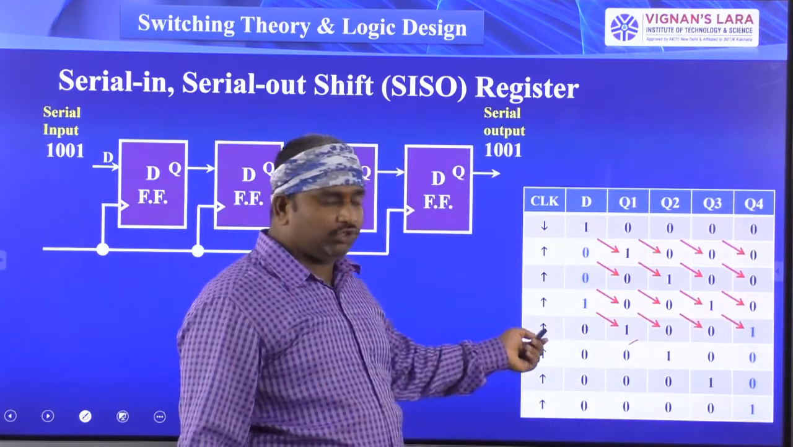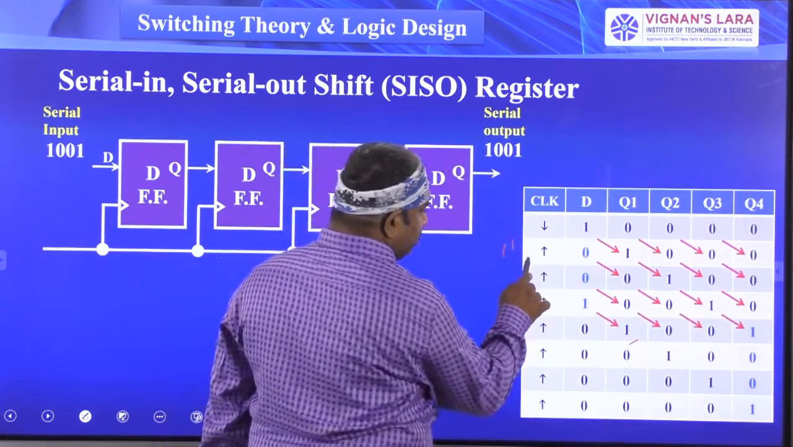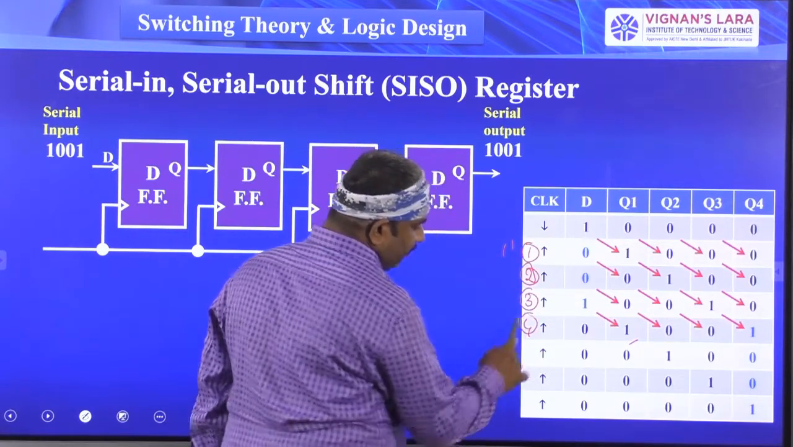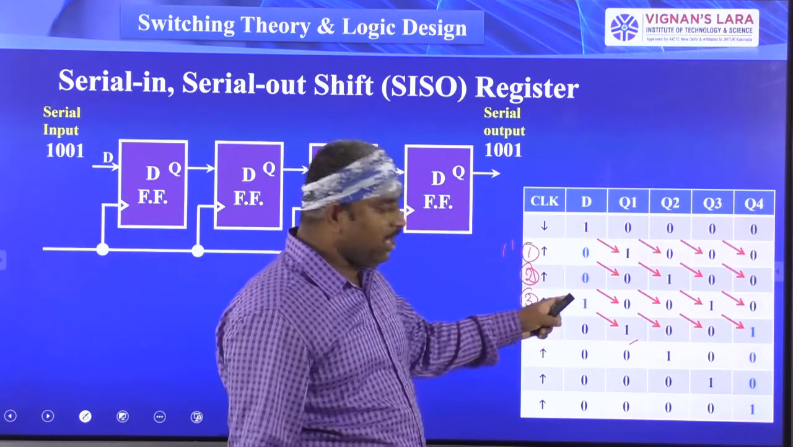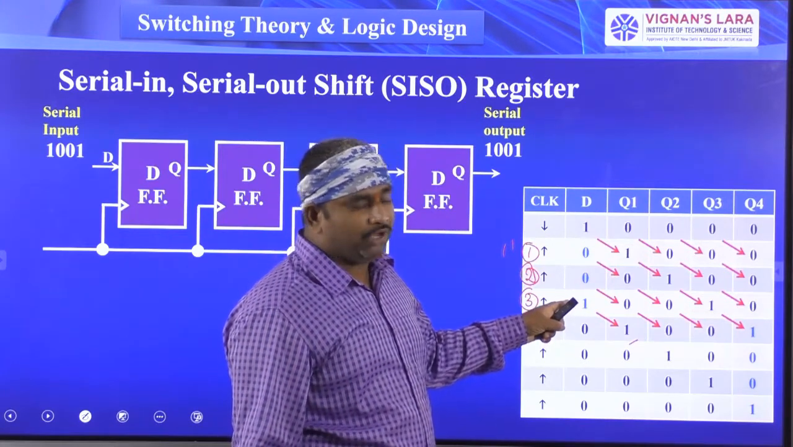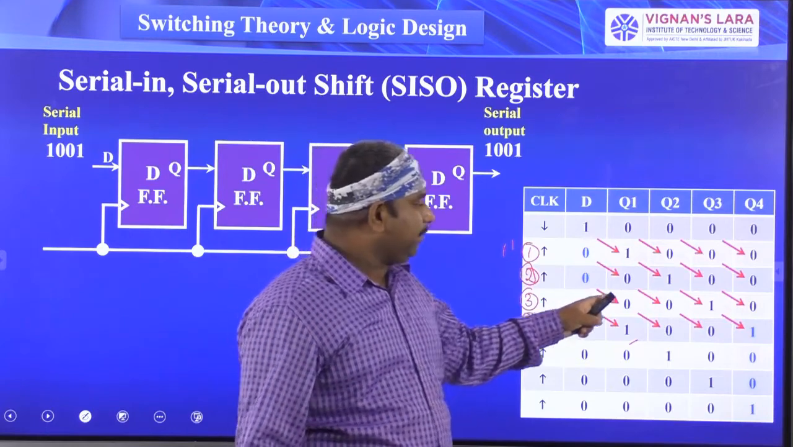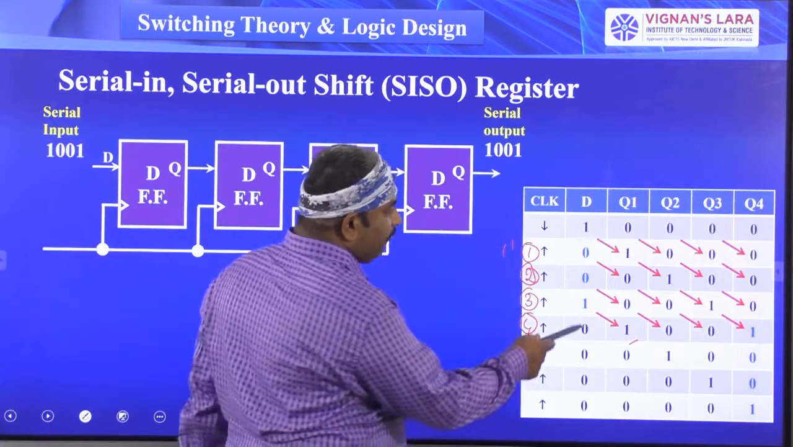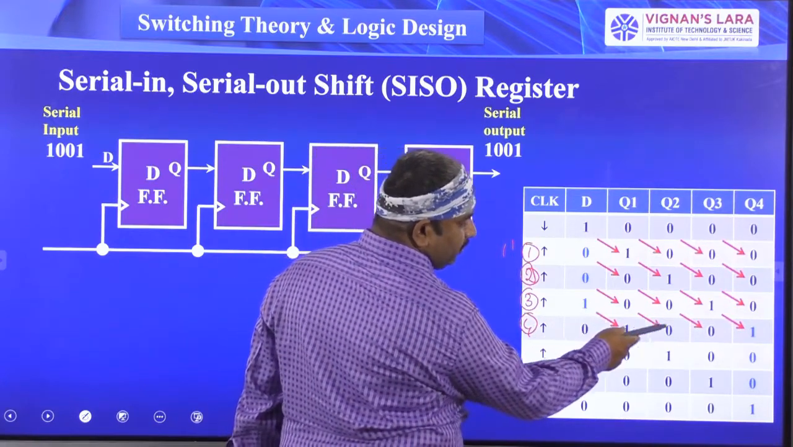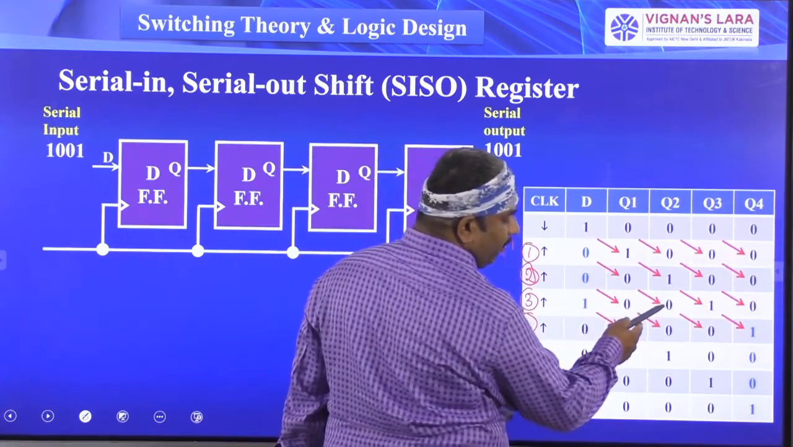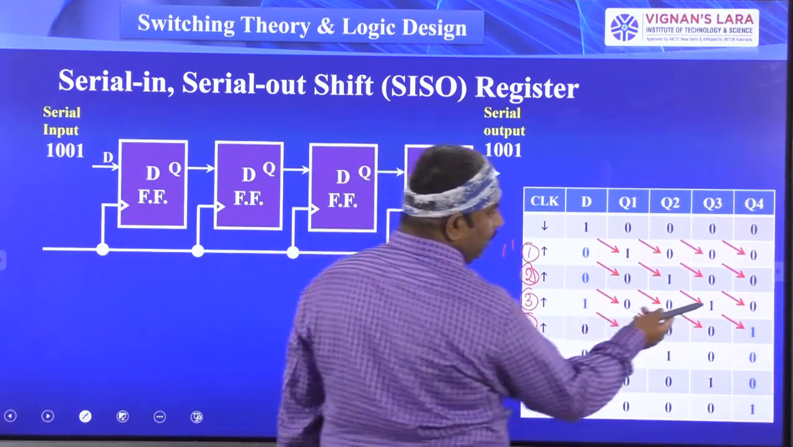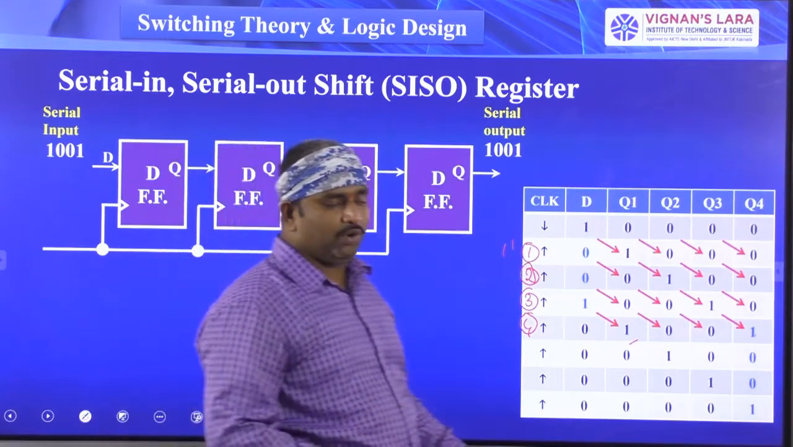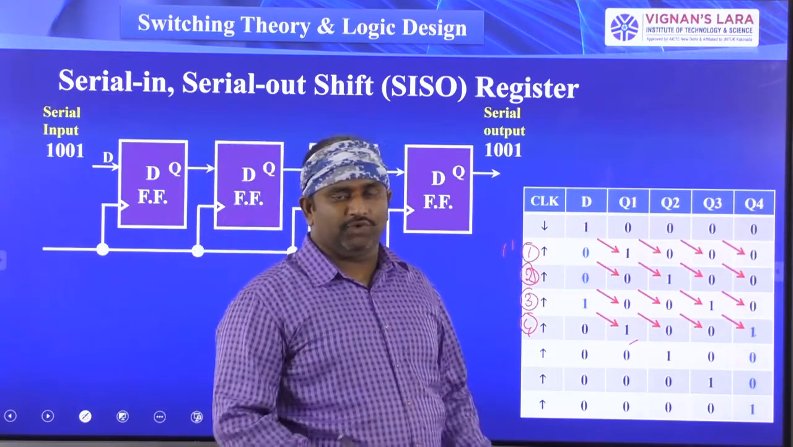Next, the fourth clock pulse. So this is the first clock pulse, second clock pulse, third clock pulse, fourth clock pulse. Before giving the fourth clock pulse, at the first D flip-flop input, I have kept the value equal to 1, and the previous outputs are 0, 0, 0, 1. Now, after giving the clock pulse, the first flip-flop output is shifted to the second flip-flop output. The second flip-flop output is shifted to the third flip-flop output. The third flip-flop output is shifted to the fourth flip-flop output.